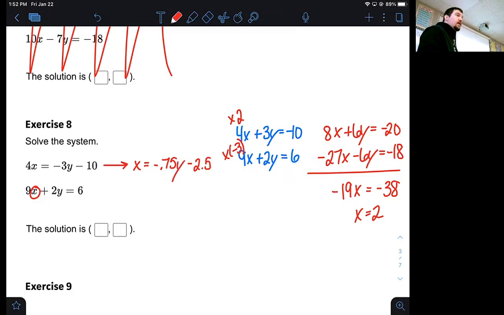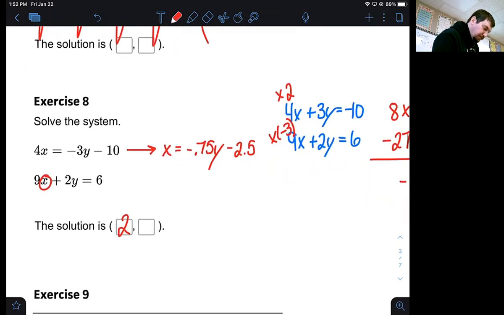Yeah, Olivia? I got x equals 7. What method did you try to use? I used substitution and I transitioned the first problem to the one you had.